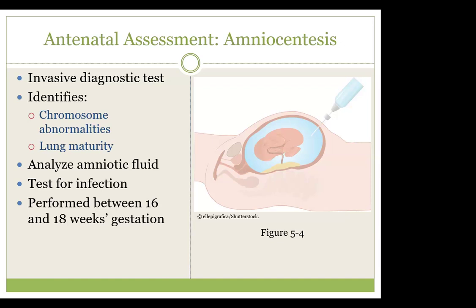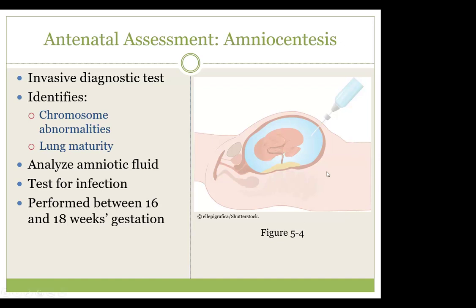Amniocentesis can be performed between 16 and 18 weeks for chromosome analysis. If you want to detect lung maturity, you need to wait till 24 weeks. So any time between 24 weeks and term, if you take a sample of the amniotic fluid, you can detect the LS ratio. But before 24 weeks, it isn't really useful for that.